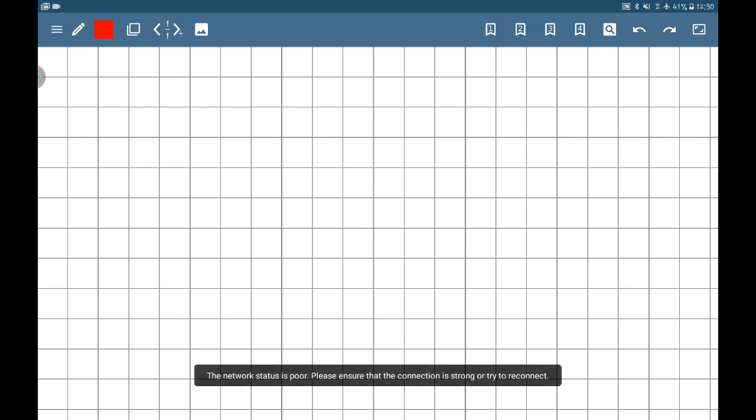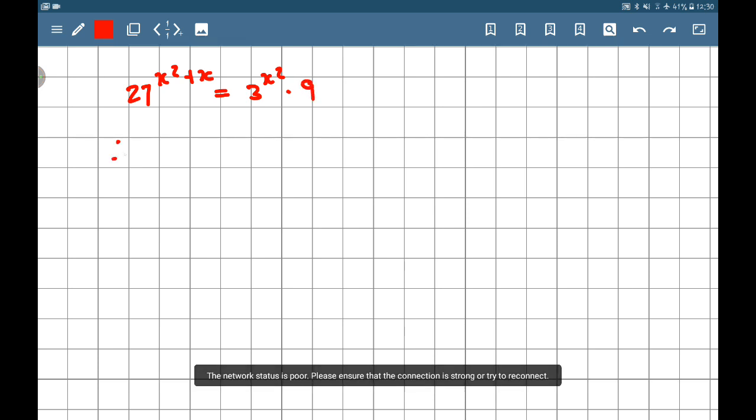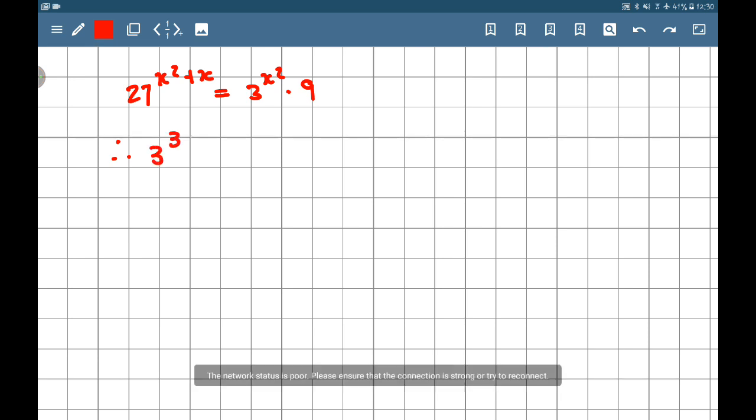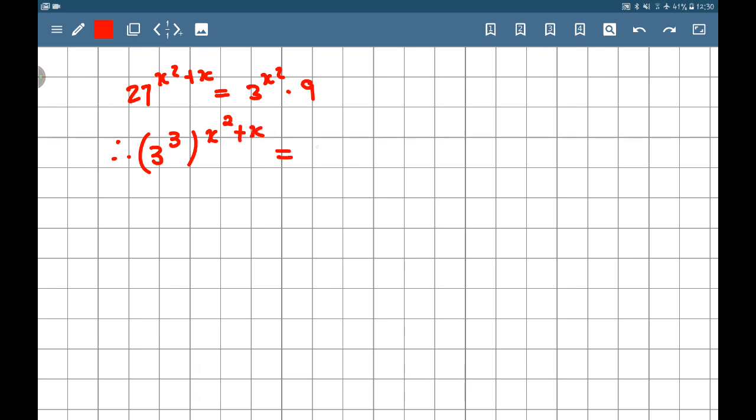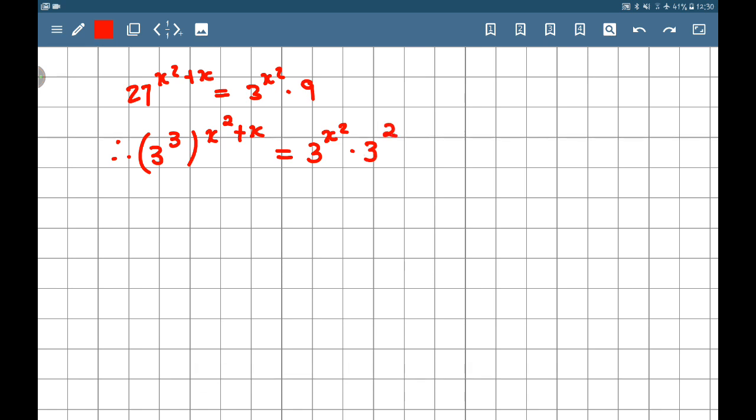Look at it like this. Here you have 27 to the power x squared plus x is equal to 3 to the power x squared multiplied by 9. The first rule is to make sure that everything is on its prime base, right? Yes. Which is going to be given by 3 to the power 3, and all of that to the power x squared plus x is equal to 3 to the power x squared multiplied by 3 to the power 2. Are you still following?